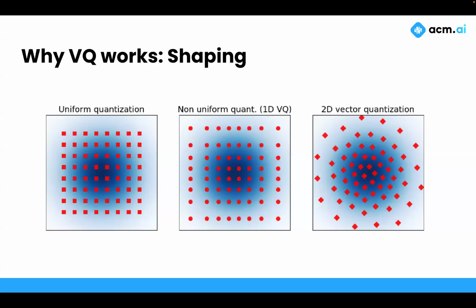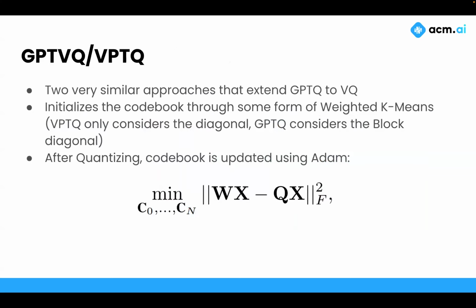And with non-uniform quantization, it's still a grid pattern, but we can force it more towards the center, where the distribution is the highest. And then for 2D vector quantization, you can see that it shapes much better to the distribution. Okay. So some of the first papers to do this were GPTQ and VPTQ.